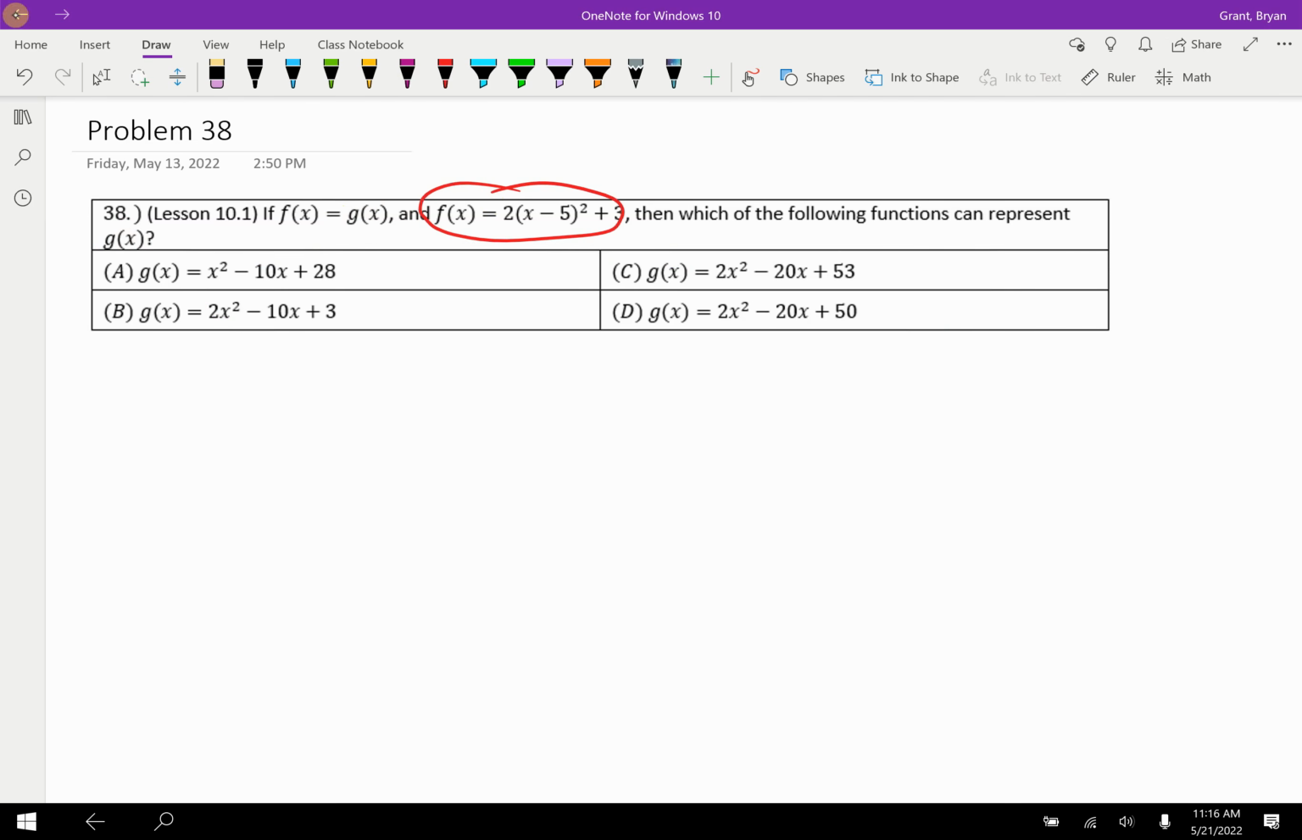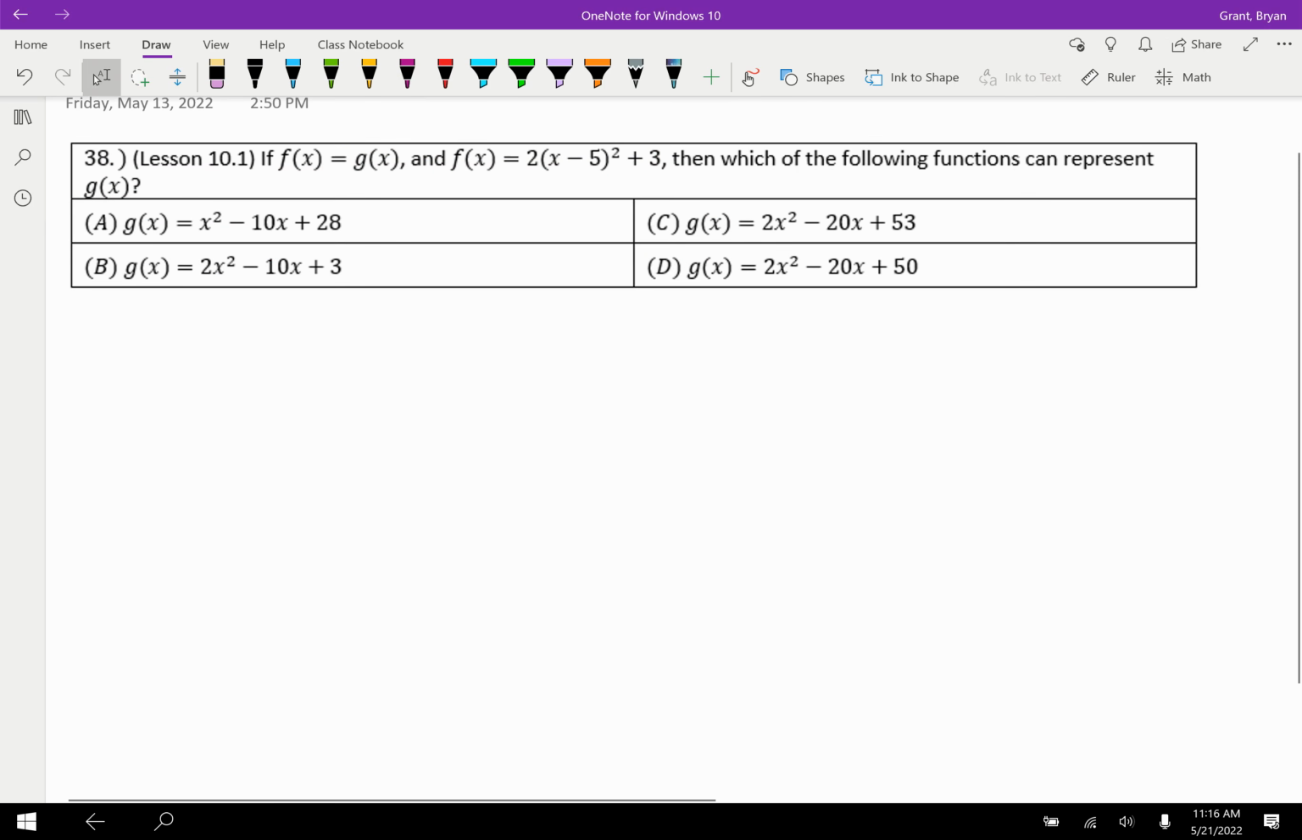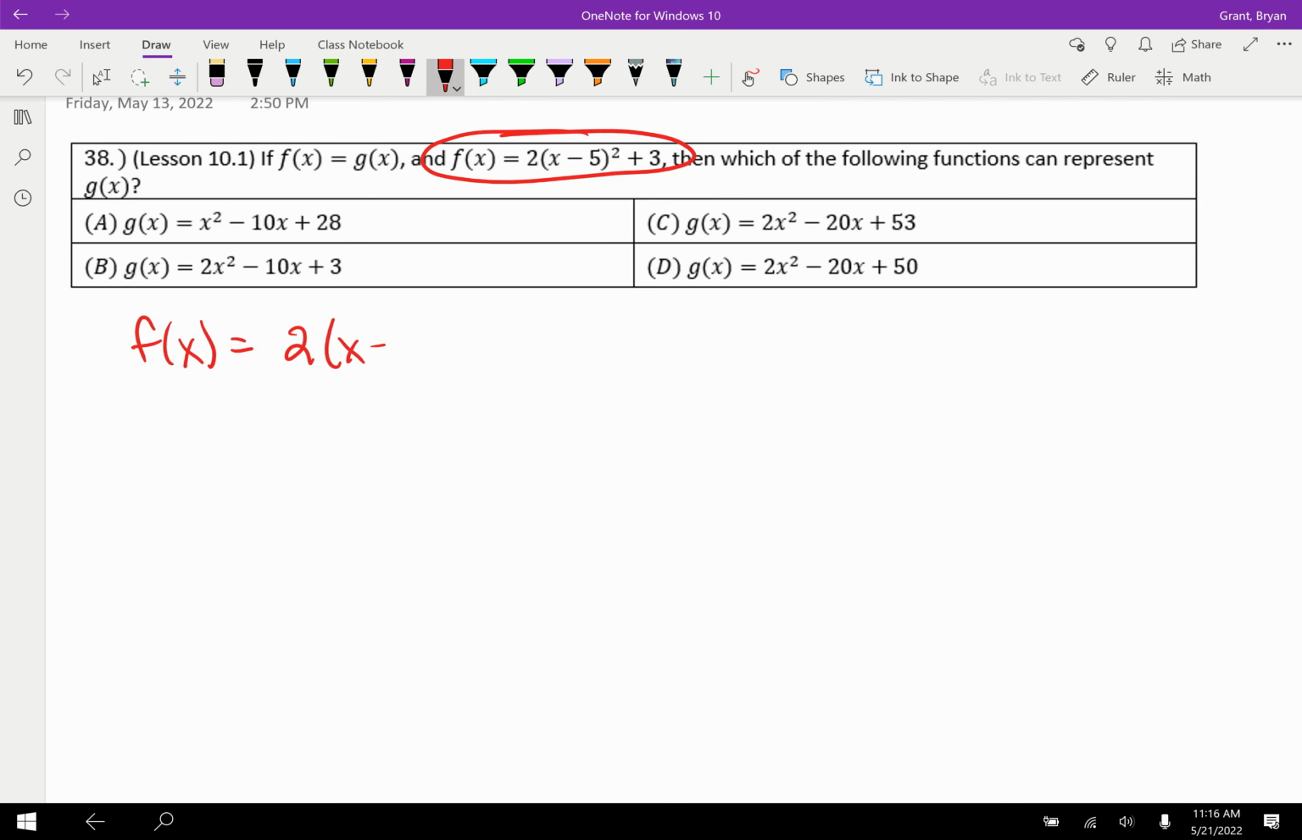That's a little bit too much work for me, but I am going to give you a couple options of what you can do here. What they probably want you to do is take this f of x equation, which is in HK form or vertex form, and convert it to standard form. And we can actually do that one pretty quickly, right? It looks like this: 2 times x minus 5 squared plus 3.